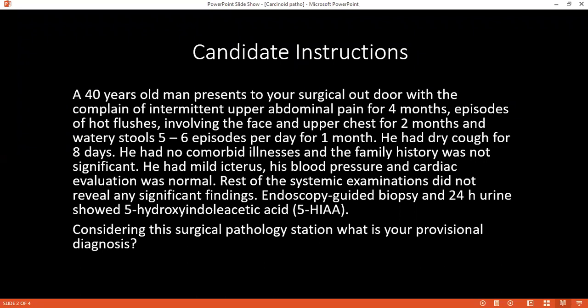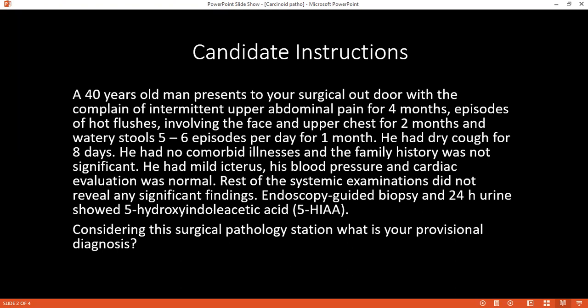We can investigate through a plain radiography. We can investigate through upper and lower GI radiography with oral contrast, CT scan, magnetic resonance imaging, and angiography. We can take a biopsy, and we can subject the biopsy to immunohistochemistry as well as histopathology.